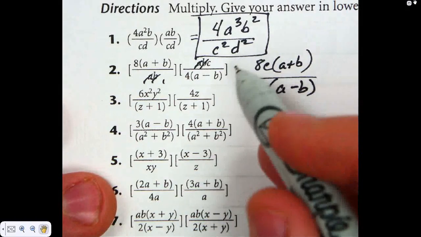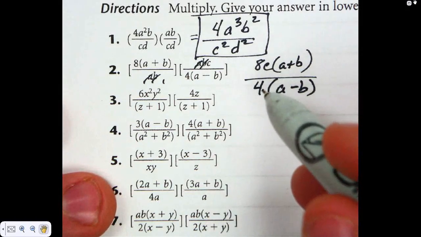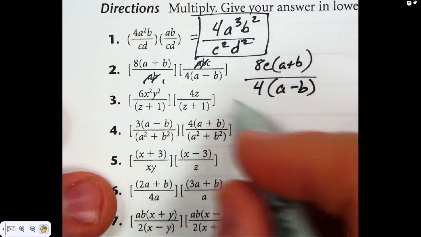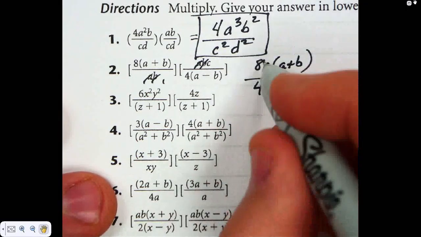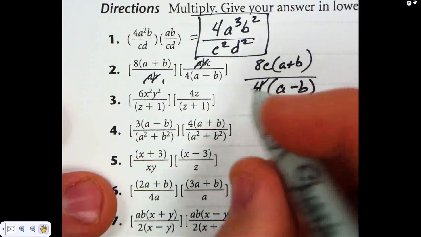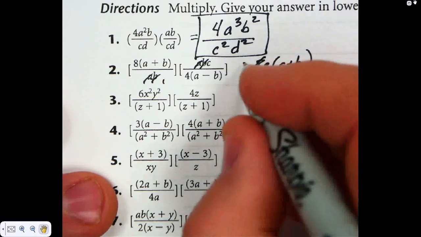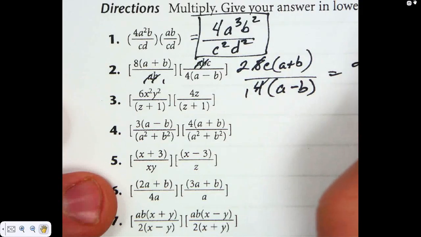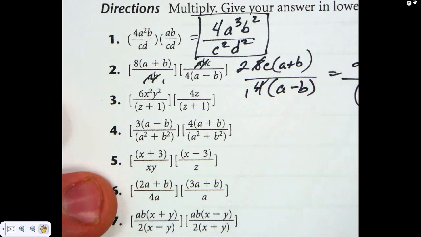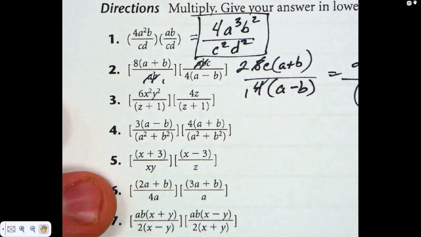Now, if you'll notice, I haven't done everything that needs to be done here, because now that I've made it into one fraction, with everything multiplied together, I have an 8 and a 4. So 4 goes into 4 1 times, 4 goes into 8 2 times. So you're left with 2C times A plus B, all of that over A minus B. And that's your answer. Pause if you need to.